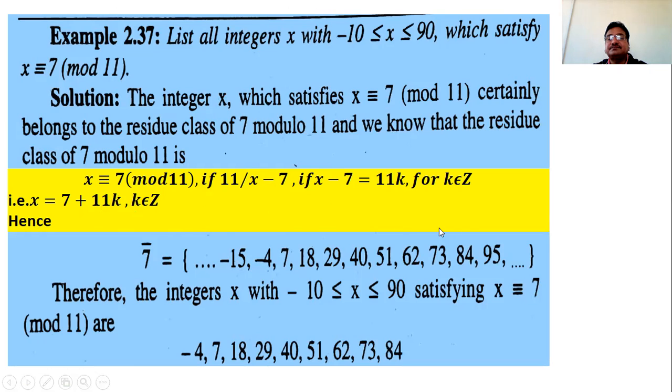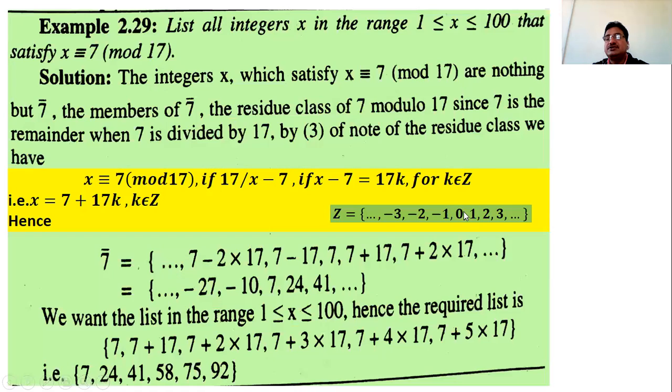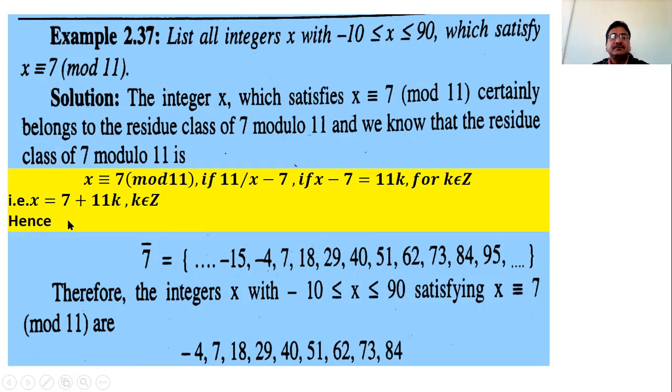Then substitute k as 0. Then we have 7. Then substitute k as 1: 11 plus 7, that is 18. Then k as 2, we have 29. Then k as 3, we have 40. Then k as 4, we have 51. Then k as 5, we have 62. In this way, we substitute k as 4, 5, 6, 7, 8.